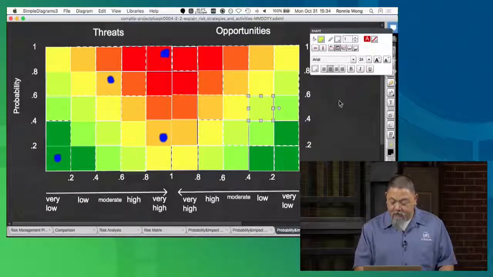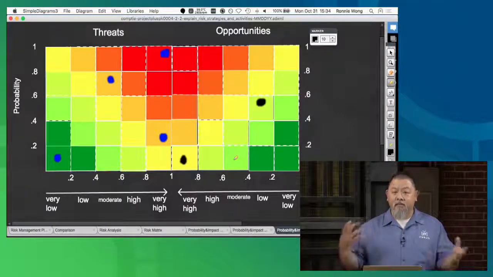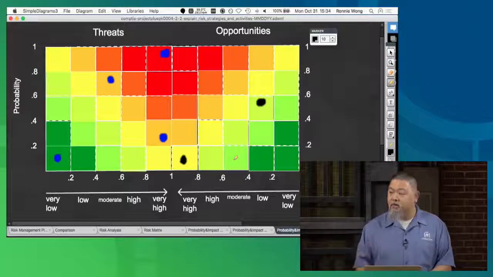Oops, let me get the right thing. So that would be here. And then the same thing with B. The probability was 0.11, which is very low. But then the actual impact of it was very high. So that way you can actually compare and contrast your threats and your opportunities.